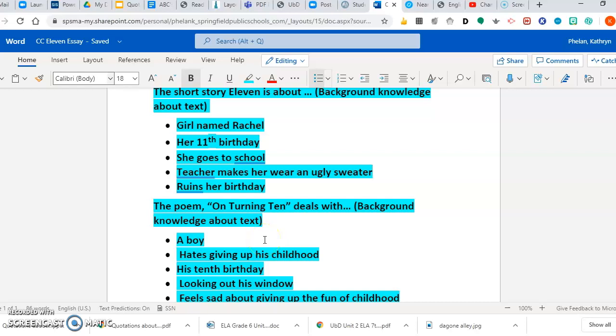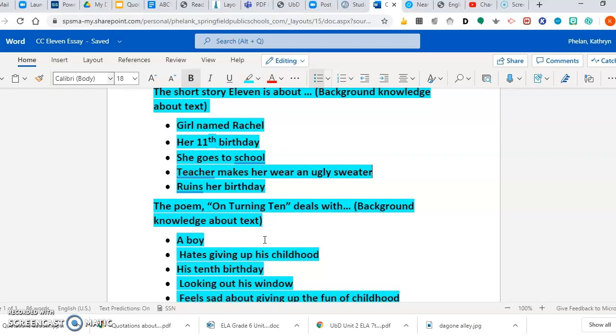Okay, so now we're on to the B, the background portion of the introduction. So we need to give background about two particular pieces. We need to give background information about the story "11," and we need to give background information about the story "On Turning 10." So again, the way that I teach my students to do that is by answering the 5W questions.